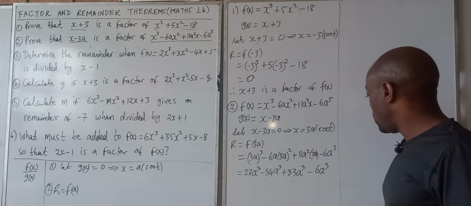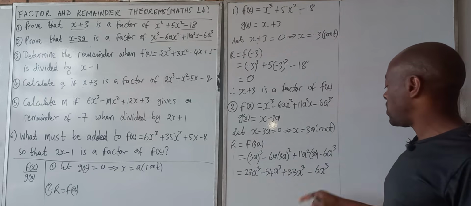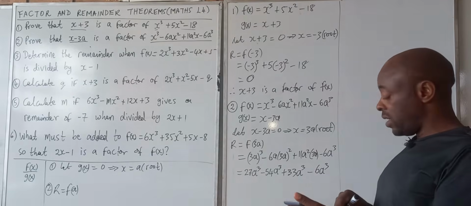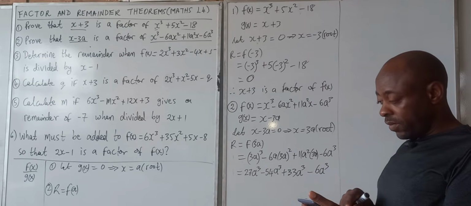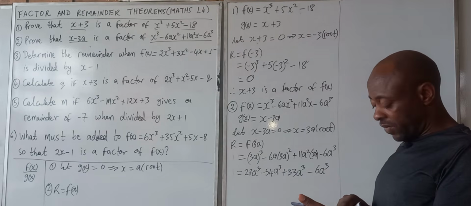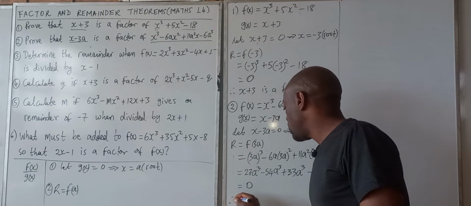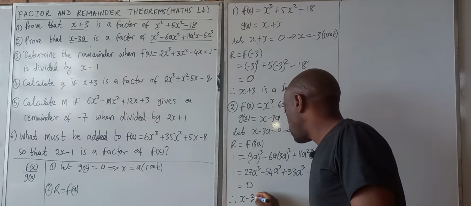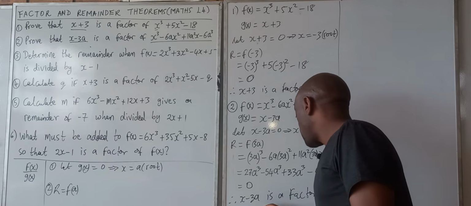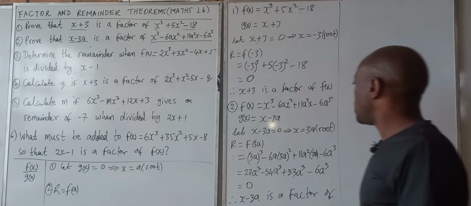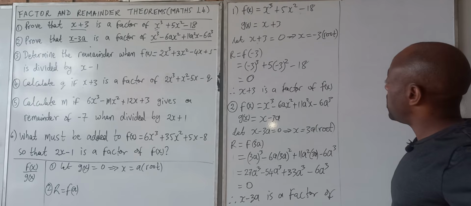So from here, all I need to verify, because you see a cube is everywhere, is whether 27 minus 54 plus 33 minus 6 is a 0. So if I try that, I'll take the positive numbers first, 27 plus 33, then minus 54 minus 6, so that gives me 0. And my conclusion is that x minus 3a is a factor of f of x, since I decided to call my function f of x. So guys, that is how simple it is.